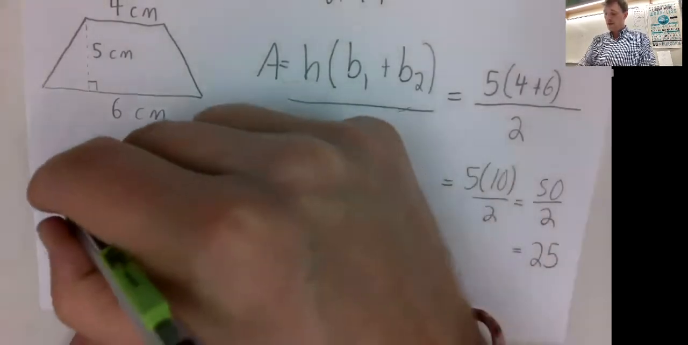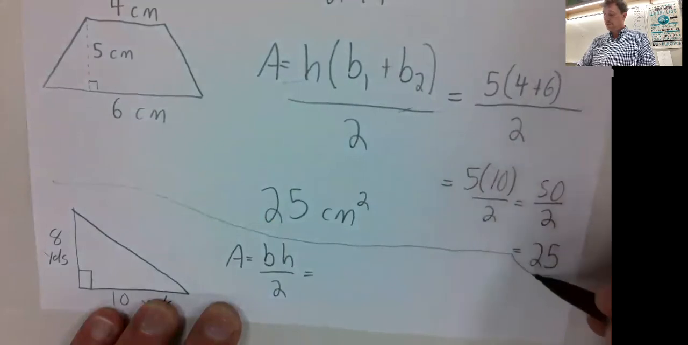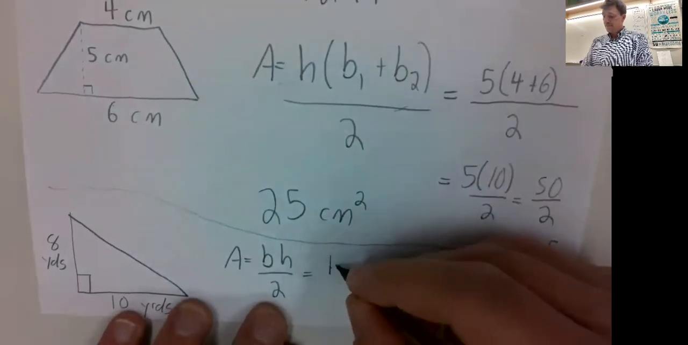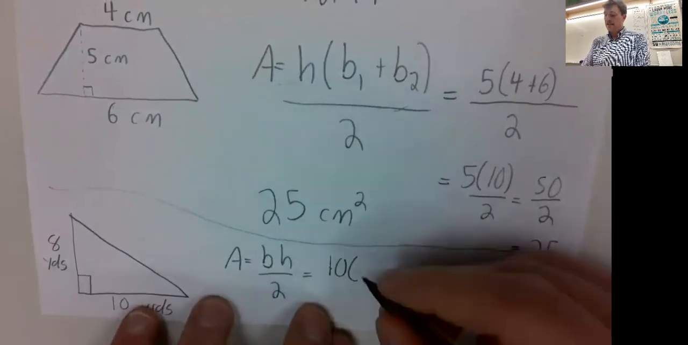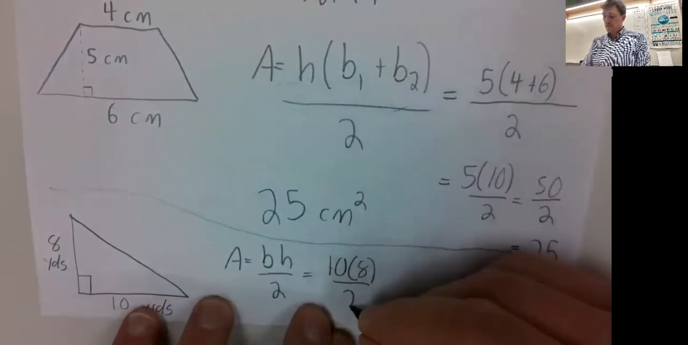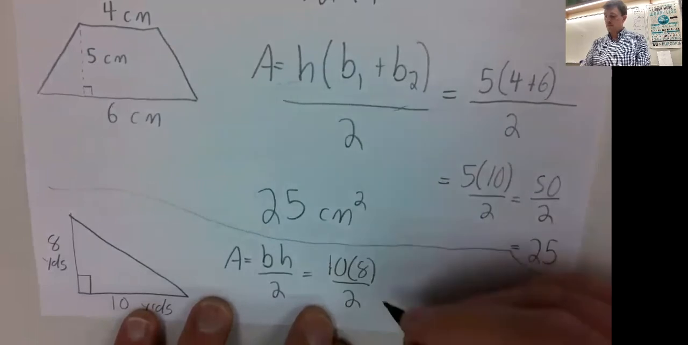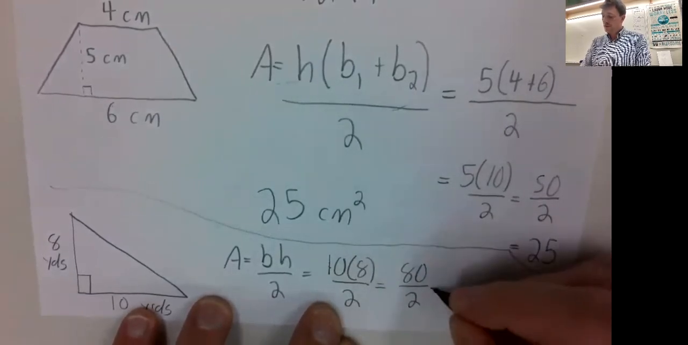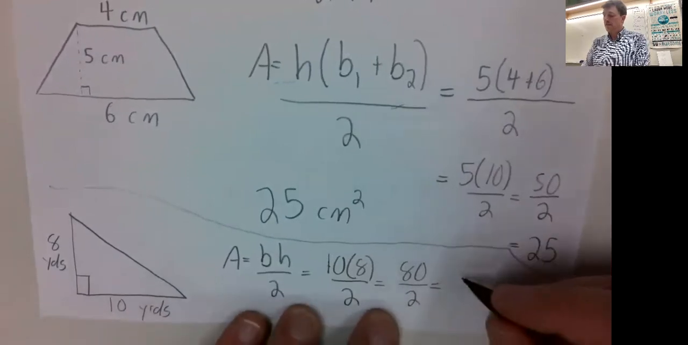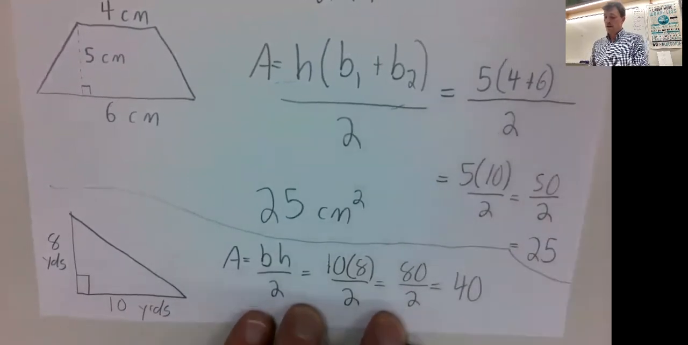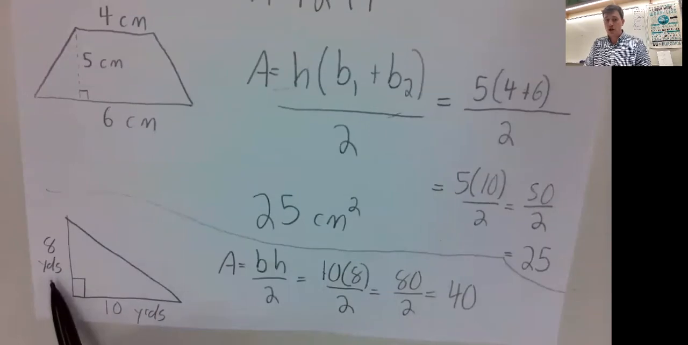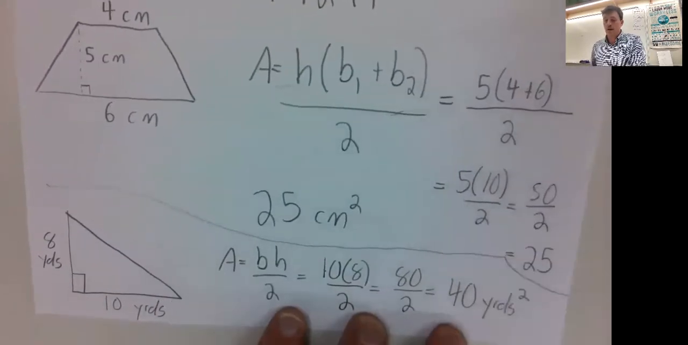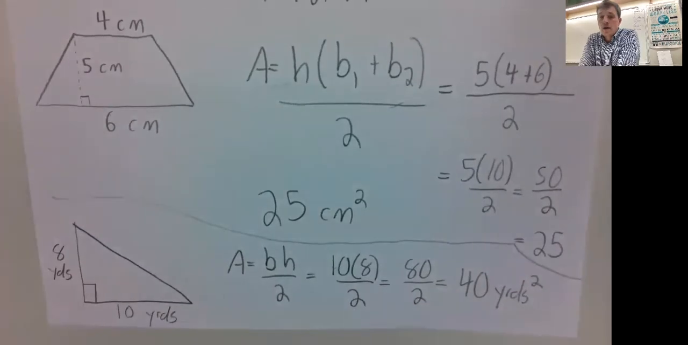Let's fill that in. Don't want to get confused. My base is 10. My height is 8. All over 2. 10 times 8 is 80 over 2. Half of 80, or 80 divided by 2, is 40. And my units here are yards. So I'm going to say yards squared, or 40 square yards.